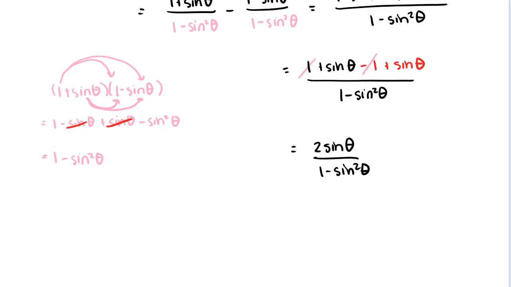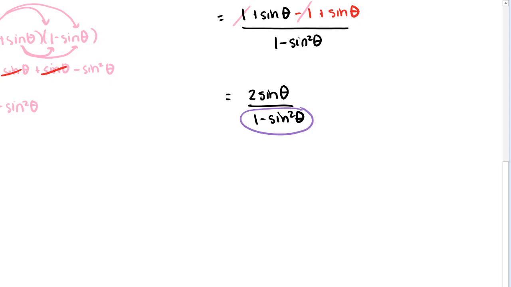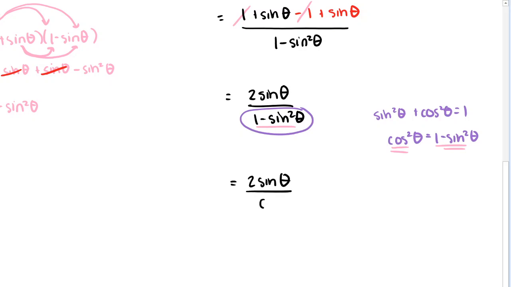And this is where we can use that identity again. 1 minus sine squared of theta, what is that equal to? That's equal to cosine squared of theta. If I have sine squared of theta plus cosine squared of theta is equal to 1, and I subtract away sine squared of theta from both sides, I get cosine squared of theta is equal to 1 minus sine squared of theta. And that's exactly what we have here. So we've got 2 sine of theta over cosine squared of theta.